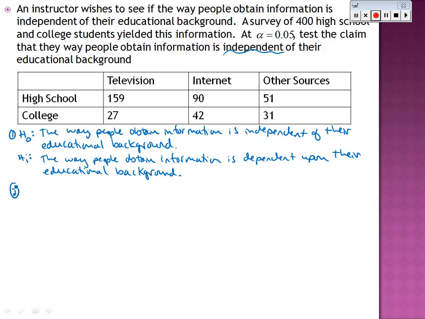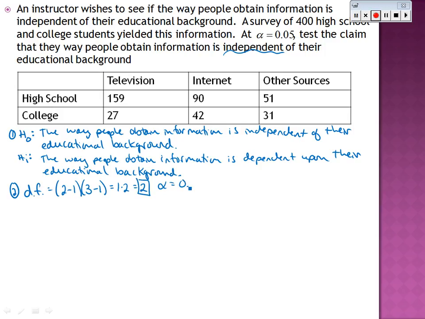Critical values, just like the goodness of fit test, we're right-tailed. We will use table G. Only difference is we have to find our degrees of freedom. Number of rows in this case is 2 minus 1 times the number of columns, which is 3 minus 1. So we get 1 times 2. Degrees of freedom will be 2.